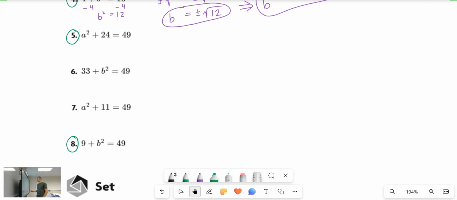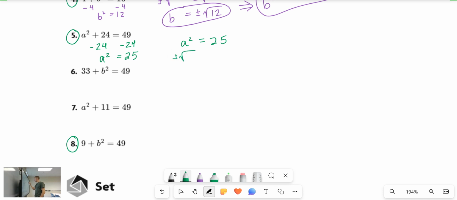For number 5, here we go. A squared plus 24 equals 49. Let's go back to our green here. First thing we're going to do is take away 24 from both sides. Minus 24, minus 24. We're left with A squared equals, what is left? 25 is left. So A squared equals 25. Let's write this again. A squared equals 25.